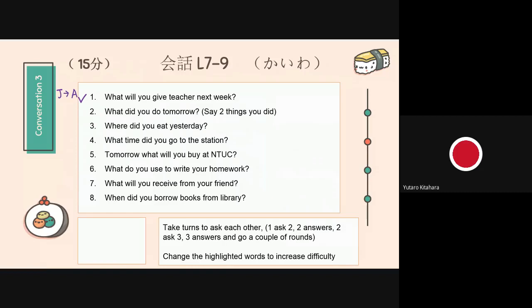来週何に先生をあげますか？ もう一度, there's some other issue. You say next week. 来週. 来週 is correct. 何に？先生をあげますか？ That's how you say. Do you know what you mean? It means that next week you give teacher to what?